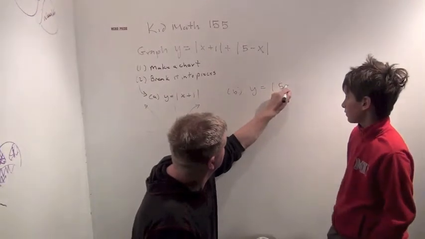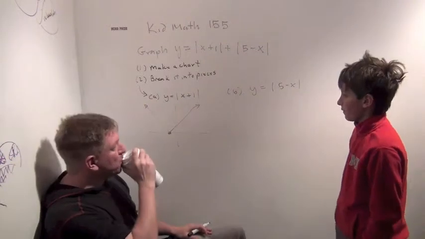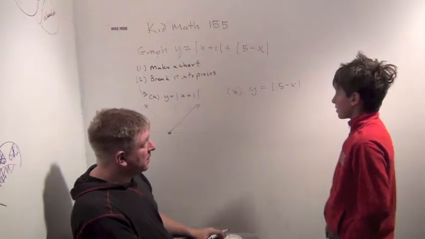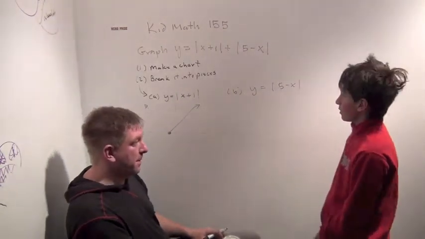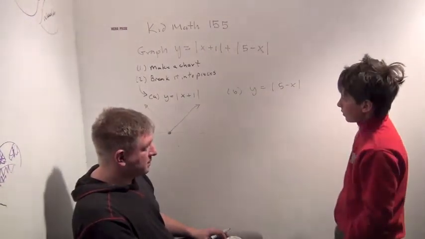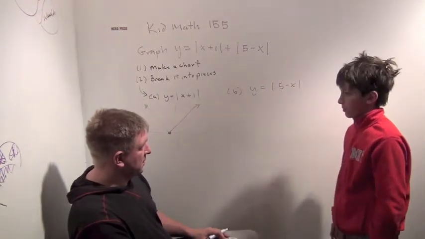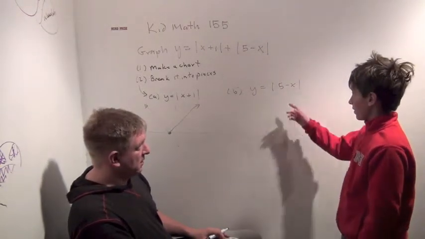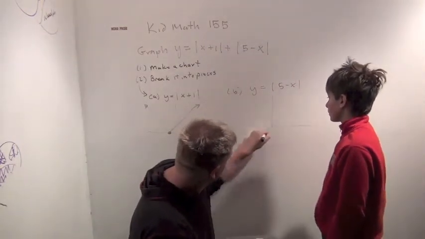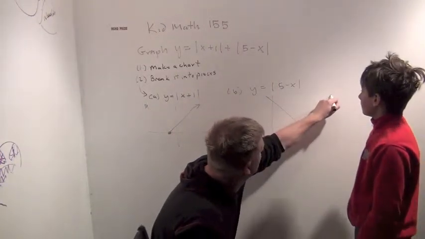Now what about this one? Absolute value of 5 minus x. What's that going to look like? Well, its 0 is going to be at 5. It's going to be the same shape as this one. How do you know? Because it's two different rays going in opposite directions with opposite slopes, slopes of 1. So I'll put this here at 5, and it's going to look like this.